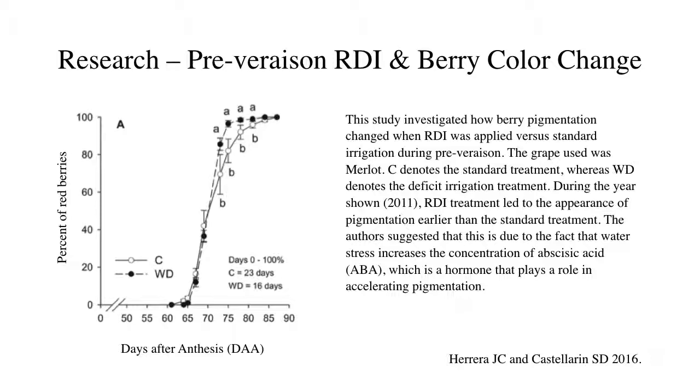The authors suggested that this is due to the fact that water stress increases the concentration of abscisic acid, ABA, which is a hormone that plays a role in accelerating pigmentation. So, the higher the ABA concentration, the faster pigmentation will happen, which is what the authors demonstrated.